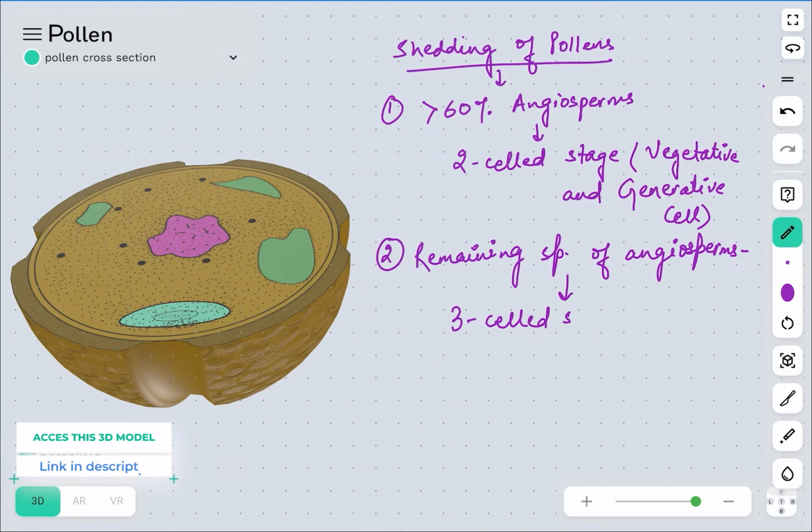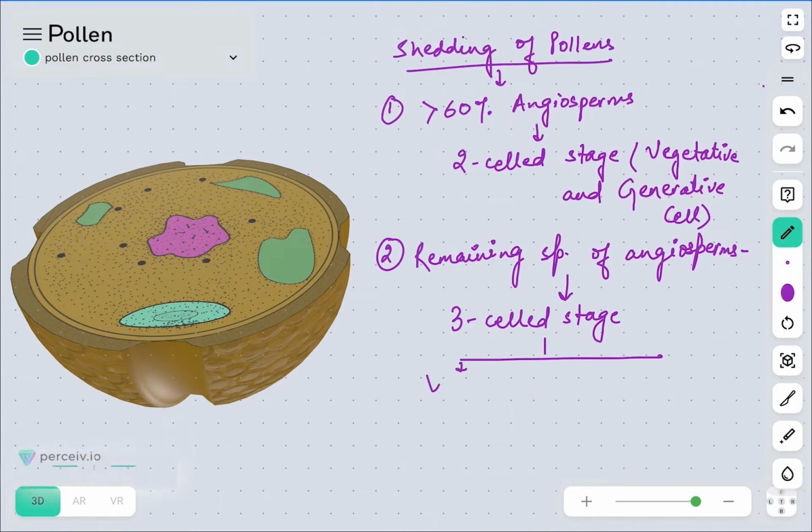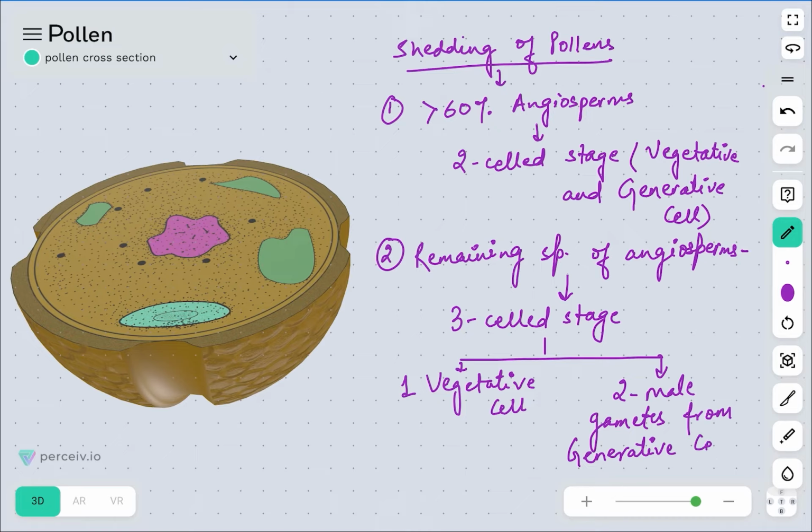Now, how does the 3-cell stage form? One cell is the vegetative cell, and we have already seen that the generative cell divides to give rise to 2 male gametes. Along with the one vegetative cell, this makes up the 3-cell stage. So this is very important and has to be remembered.